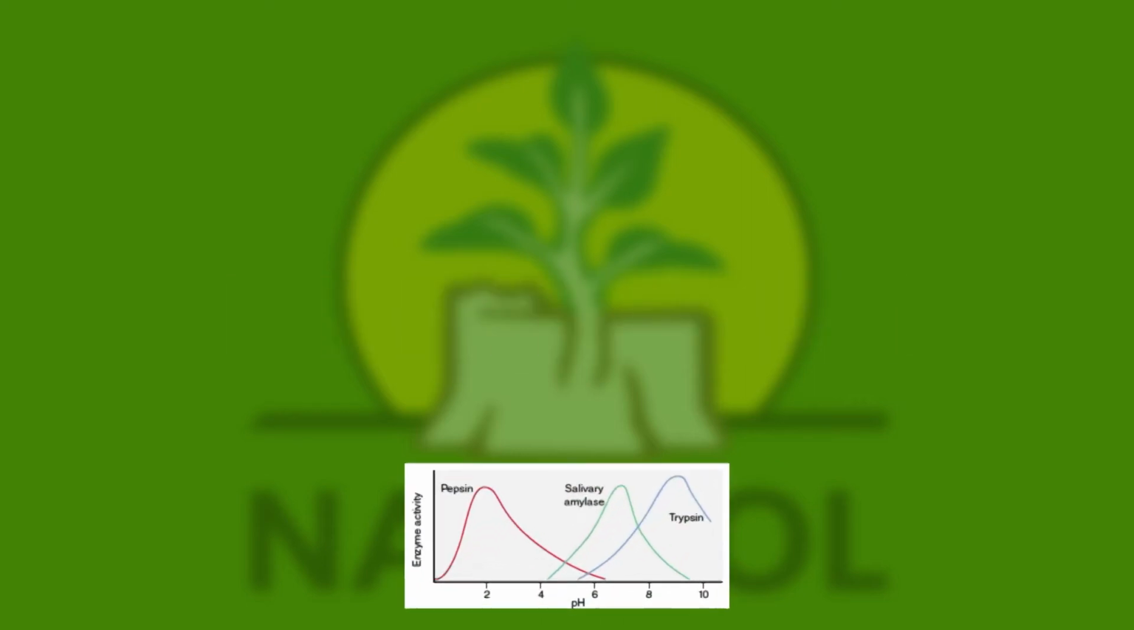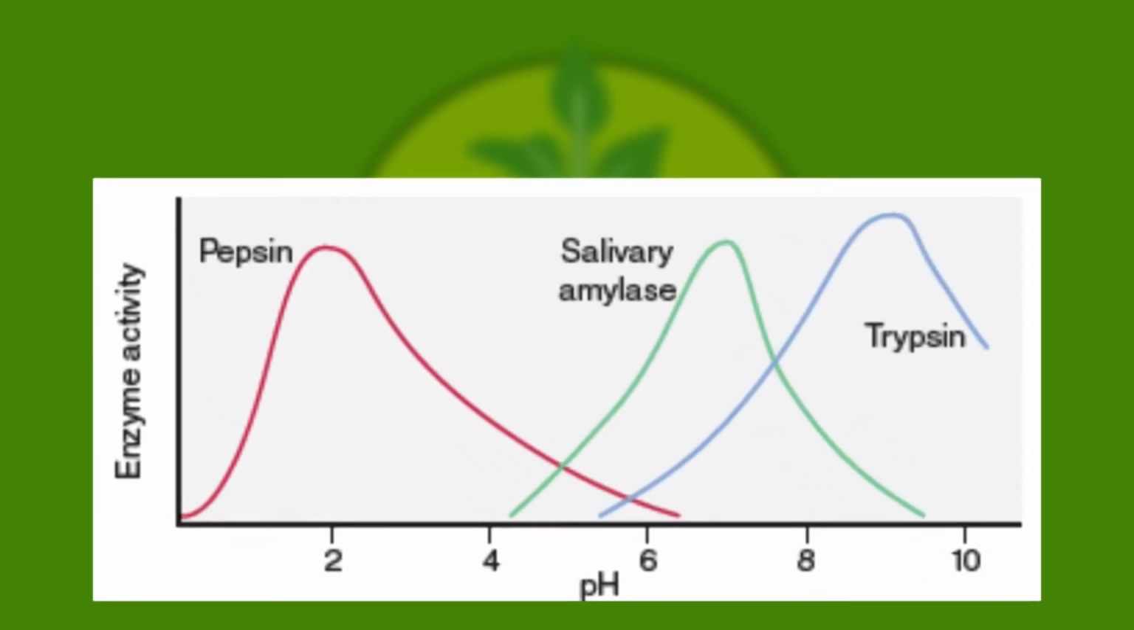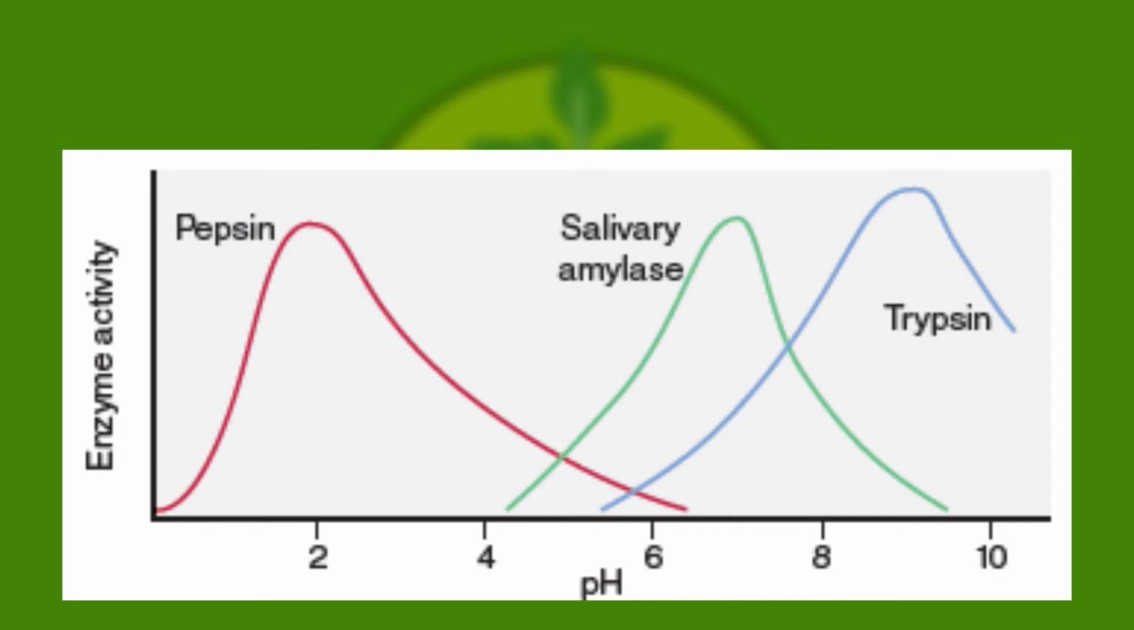Each enzyme works best at its optimum pH, as can be seen on the graph. Pepsin works best at pH 2, amylase works at pH 7, and trypsin works at pH 10. If the pH is changed, then the enzyme will denature and the substrate will no longer fit into the active site, and as a result, no reaction will occur.